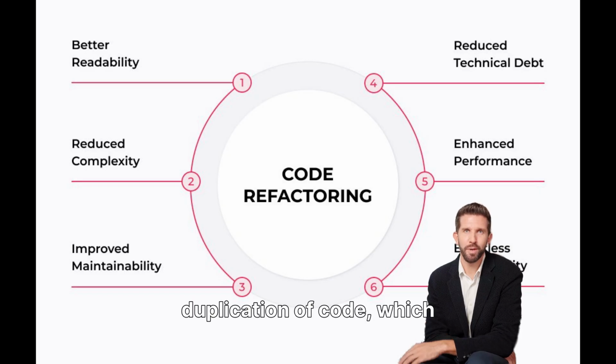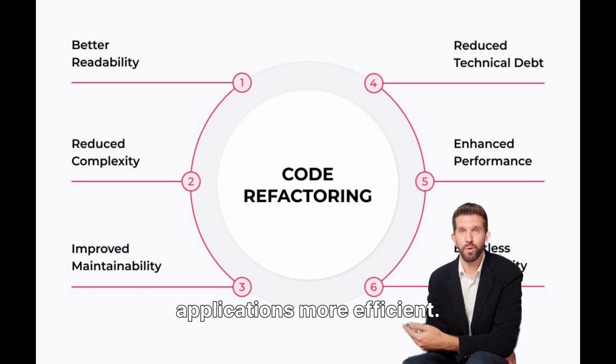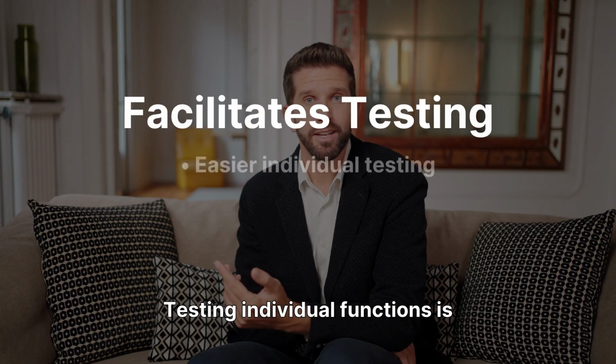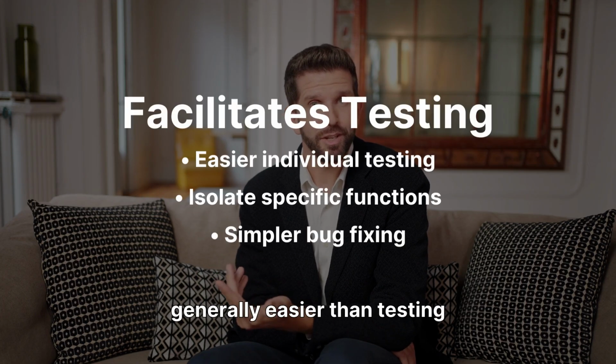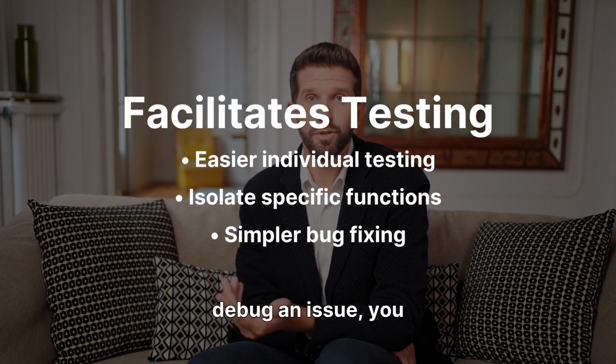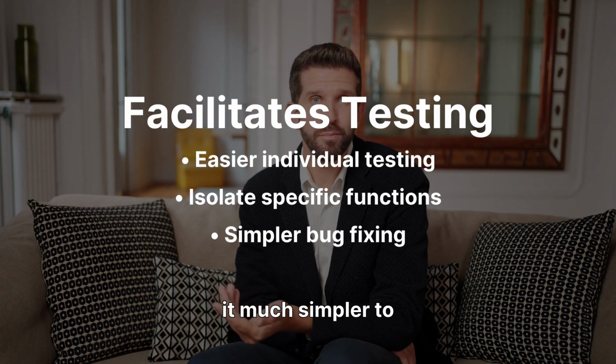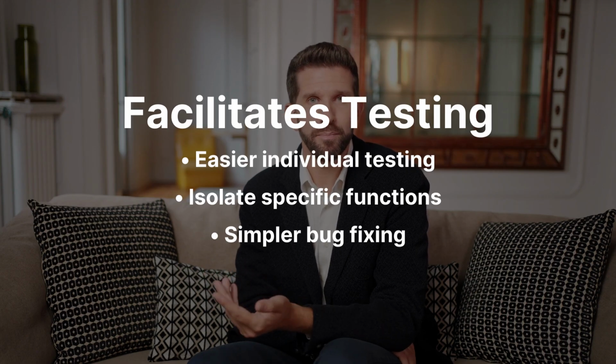This leads to less duplication of code, which reduces the likelihood of errors and makes your applications more efficient. Testing individual functions is generally easier than testing one large function. If you need to debug an issue, you can isolate the problem to a specific function in the chain, making it much simpler to identify and fix the bug.